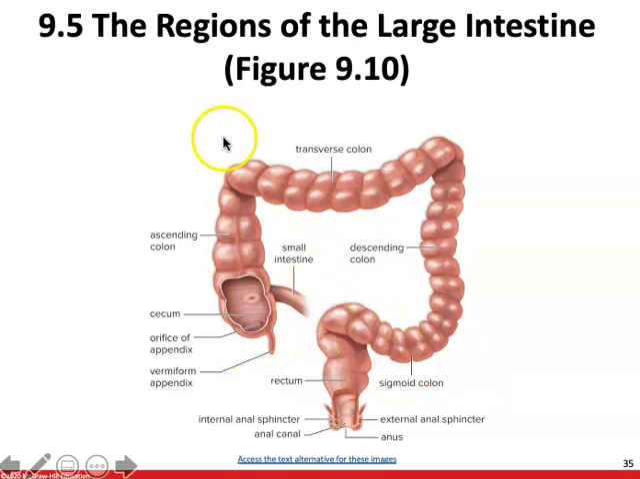So here is just those main portions of the colon. You should be at least a little bit familiar with what these different regions are called. We have the ascending colon, transverse colon, descending colon, sigmoid colon, rectum, and anus.